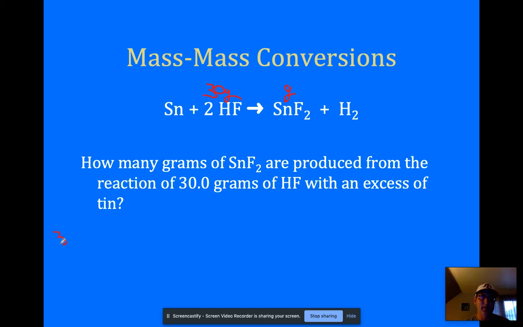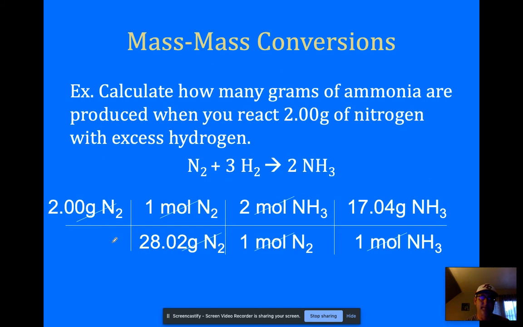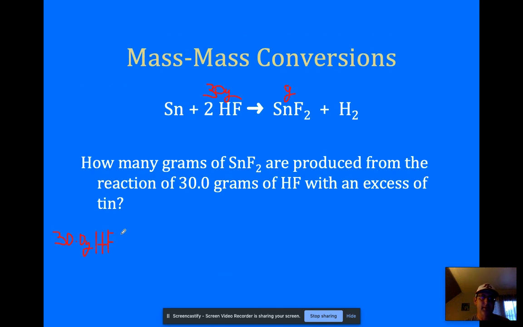Okay, so let's start way over here. 30 grams of HF. There we go. 30 grams of HF. All right. So HF needs to go down here on the bottom. F is 19.0 and H is 1.01, so it's 20.01 grams of HF in 1 mole of HF.